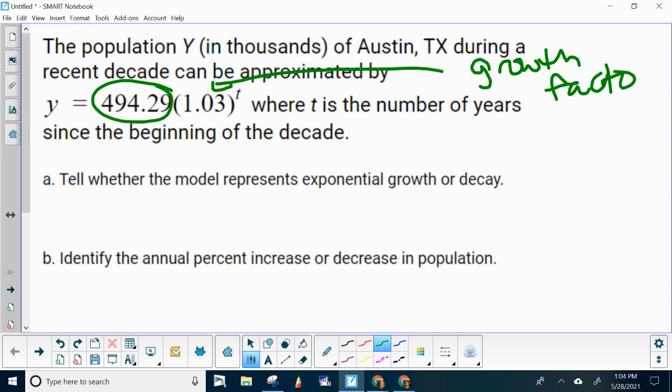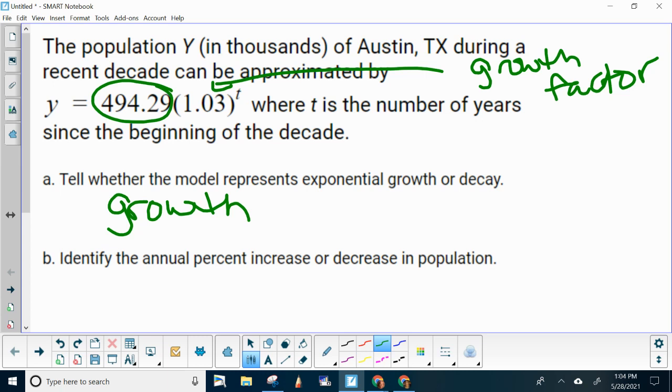All right, so the first question asks if this model represents growth or decay. It is growth. The reason why is that the growth factor, so that number in the parentheses, is larger than 1. That's how we know it's growth.